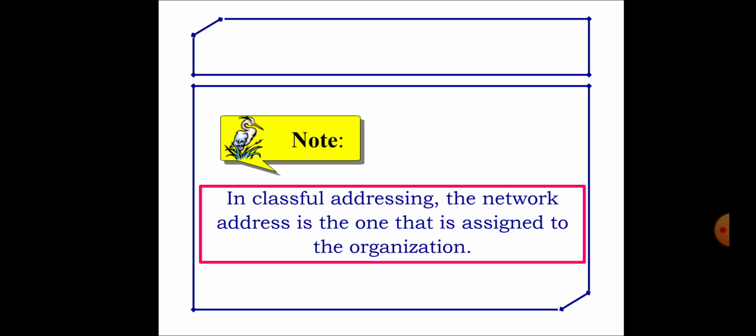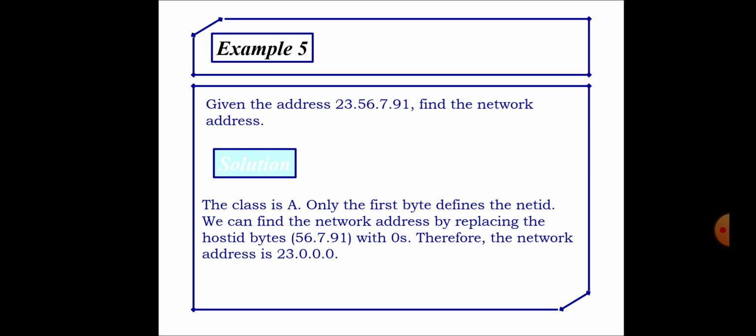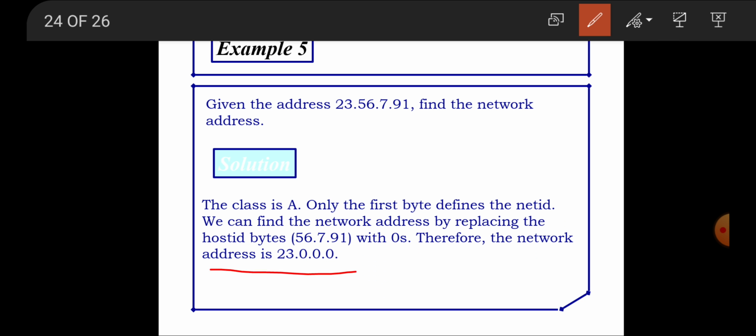So in classful addressing, the network address is the one that is assigned to the organization. Okay. Given the address 23.56.7.91, find the network address. First we have to identify which class this IP address belongs to. We know that this IP address belongs to class A. In class A the net ID is the first 8 bits and the remaining is the host ID. So you can see here 23 is the network ID and the remaining is the host ID.